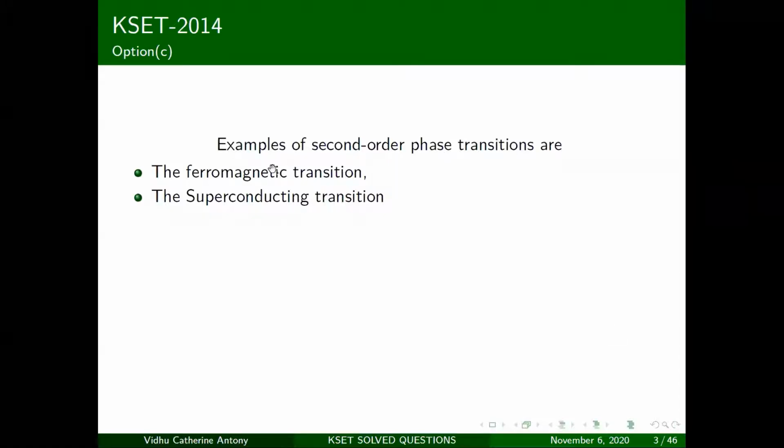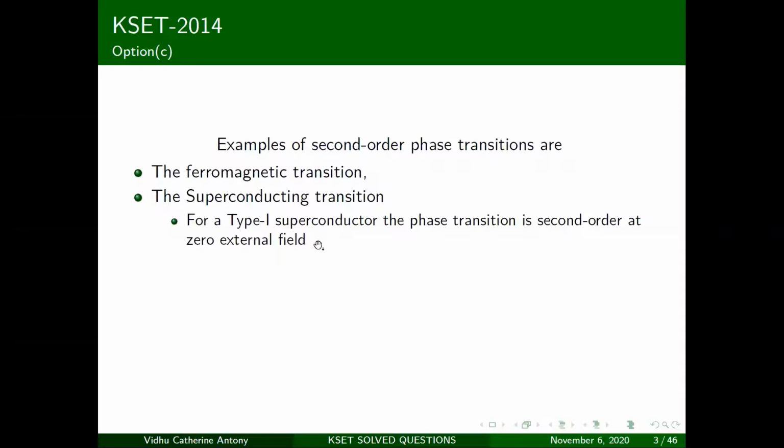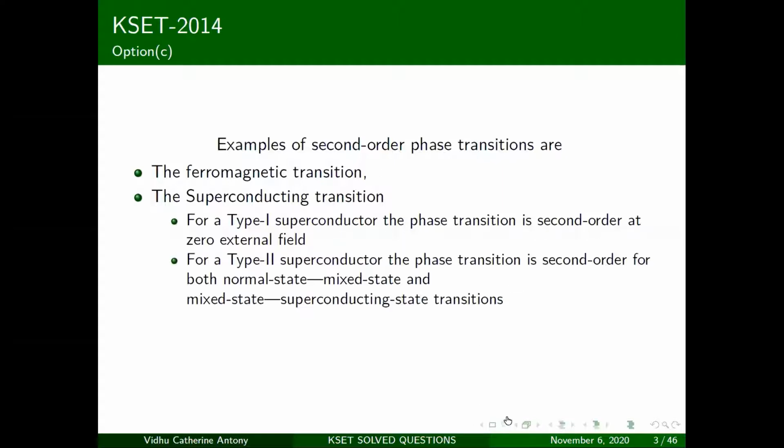The next one is a superconducting transition. For type 1 superconductors, the phase transition is second order at 0 external field. For type 2 superconductors, the phase transition is second order for both normal state and mixed state together, or mixed state and superconducting state transitions. For now, I'm just giving you the examples as such. There are many more questions coming up, so I'll be discussing second order phase transitions in more detail later.